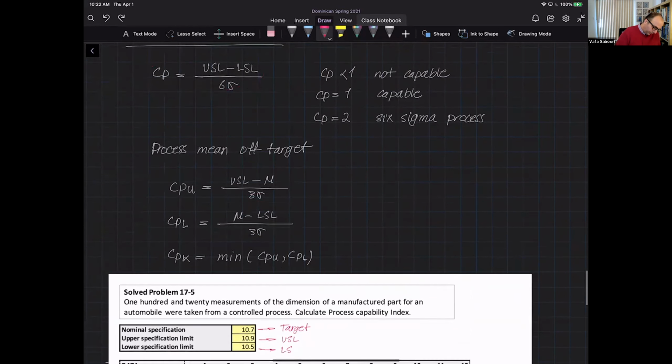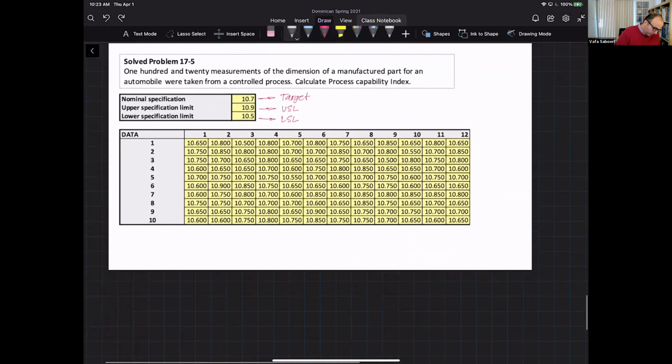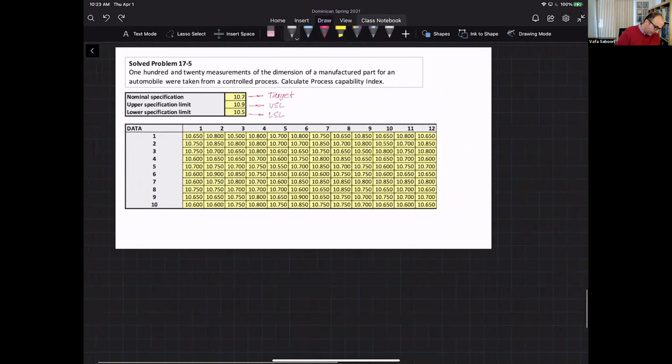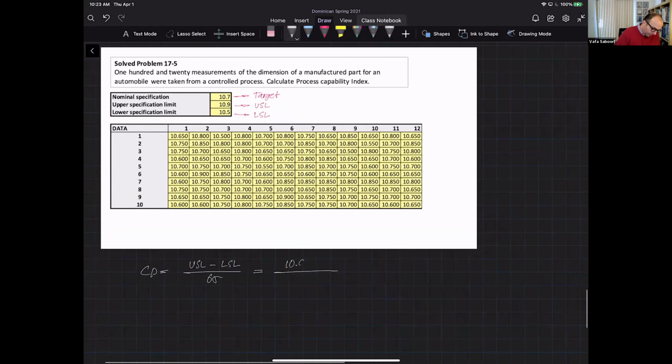So let's get started with building this, okay? My CP is calculated with this formula. It is USL minus LSL divided by six sigma, okay? My USL is 10.9, my LSL is 10.5, and for my sigma, or standard deviation, I need to get the standard deviation of all these values. Again, we are not going to do the manual calculations, we do it in Excel.